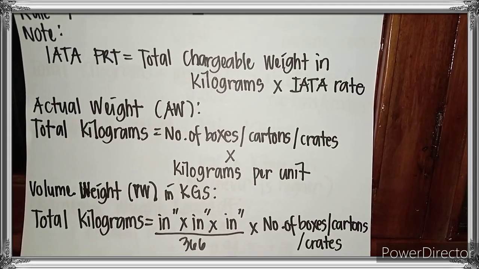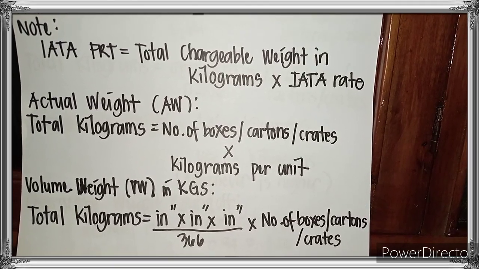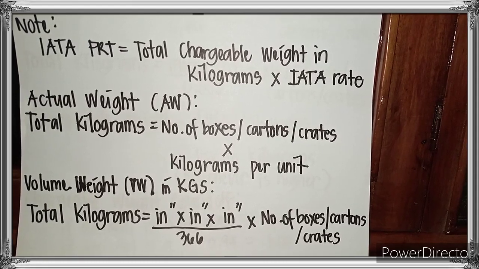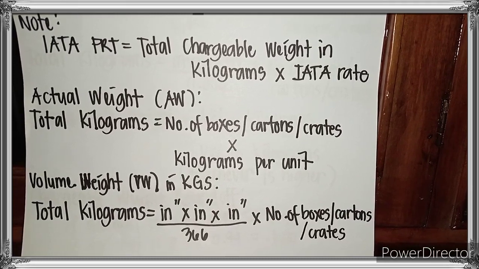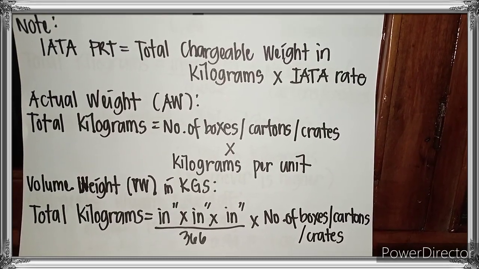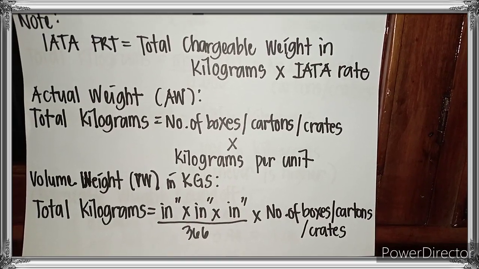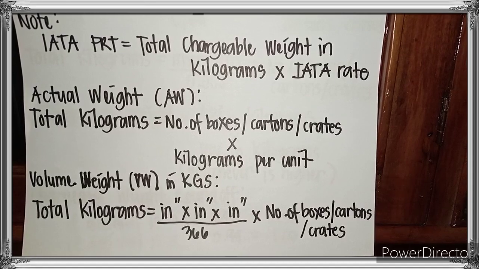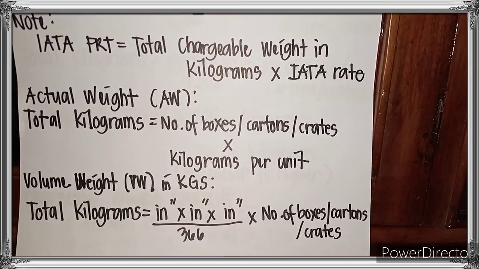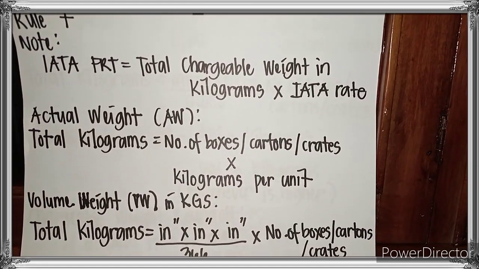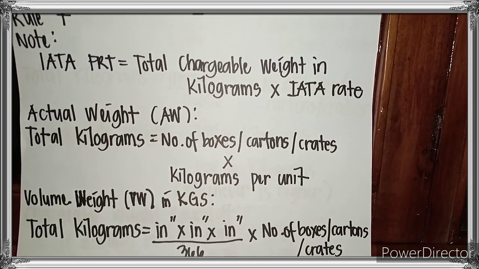So actual weight, as you can see, is equal to total kilograms: the number of boxes, cartons, or crates, times kilograms per unit. And then the volume weight in kilograms, total kilograms, is equal to inches times inches times inches divided by 366 times the number of boxes, cartons, or crates.